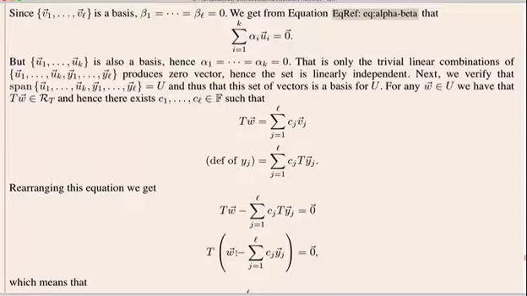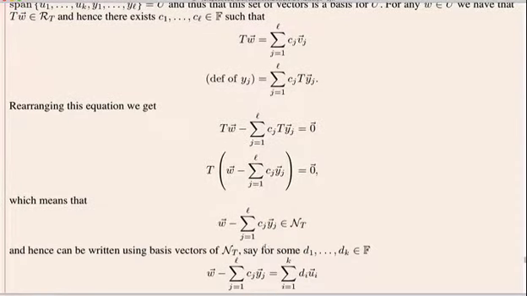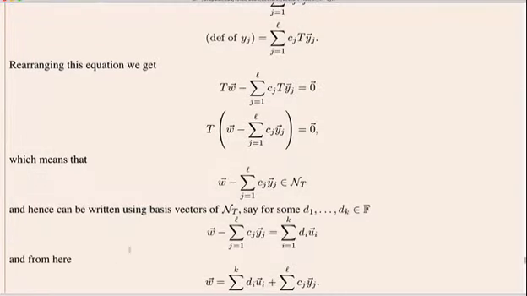So we get T of (w minus the sum c_j y_j) equals the 0 vector, which means that this vector w minus the sum c_j y_j is in the null space of T, because when you apply T to it, it equals 0. And if it's in the null space, then that means that this can be written as a linear combination of the null space basis vectors u_i with some scalar coefficients d_1 to d_k.